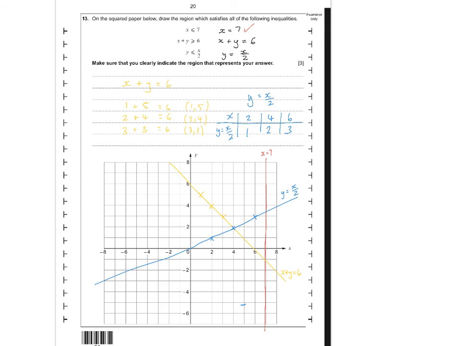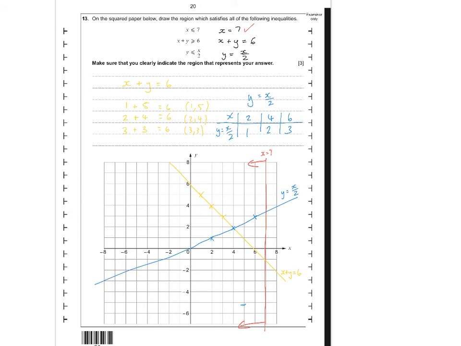Okay, so my first line said x must be less than or equal to 7. So I'm interested in all the numbers that are less than or equal to 7. So that's all these numbers to the left of that line. For my next line, x plus y equals 6, I'm interested in all the numbers that are greater than 6.